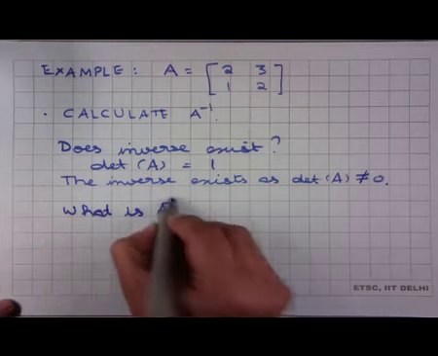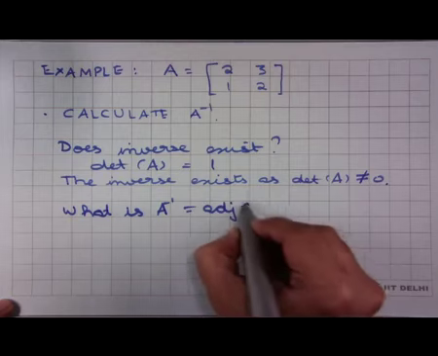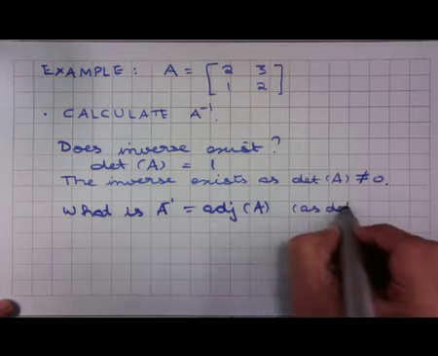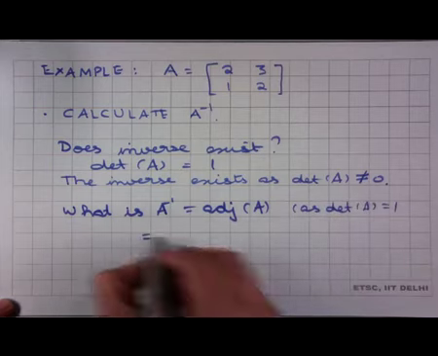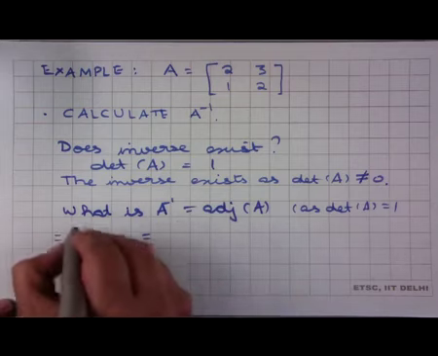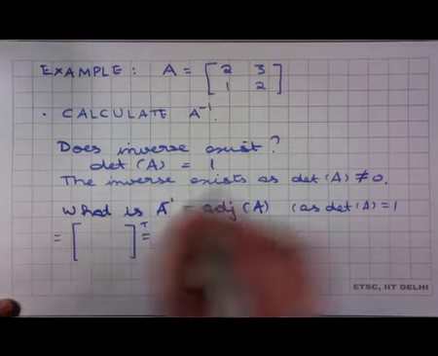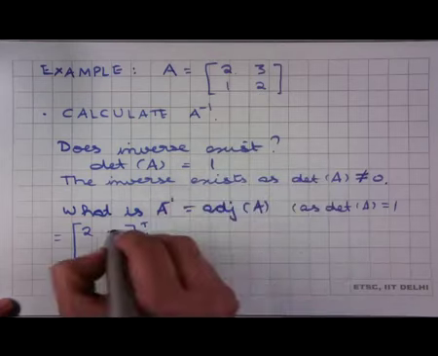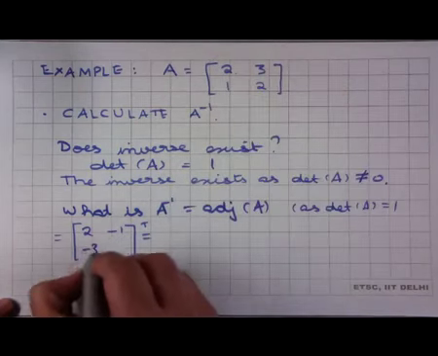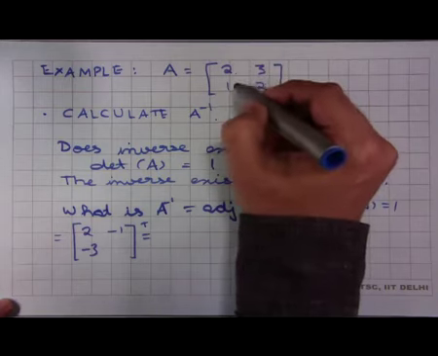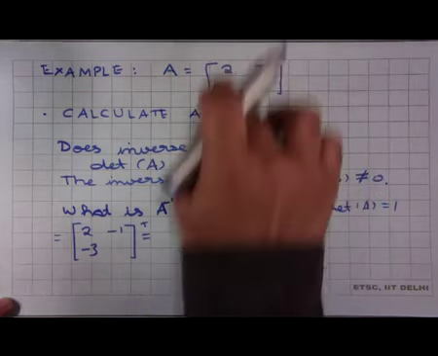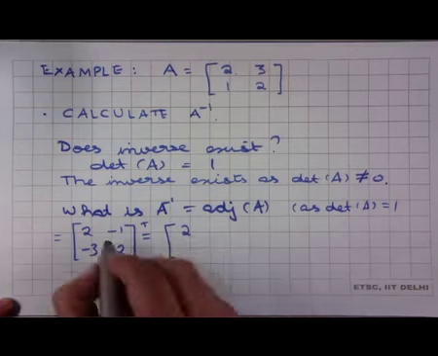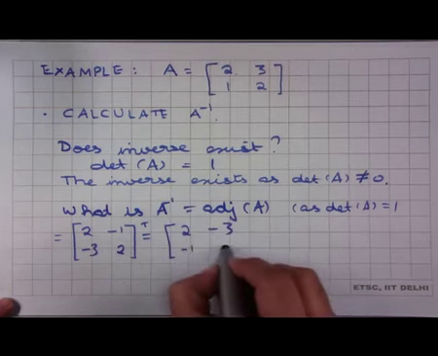So, A inverse would be the adjoint of A, as the determinant of A is 1. What is the adjoint? The adjoint is the transpose of the matrix obtained by replacing each element with its cofactor. So, the cofactor of 2 is 2, the cofactor of 3 is minus 1, and the cofactor of 1 is minus 3. The minus is coming because it is in the second row, first column, so minus 1 to the power 3, and then if we delete this column and this row we get 3. Same here. So, this is 2, minus 3, minus 1 and 2.